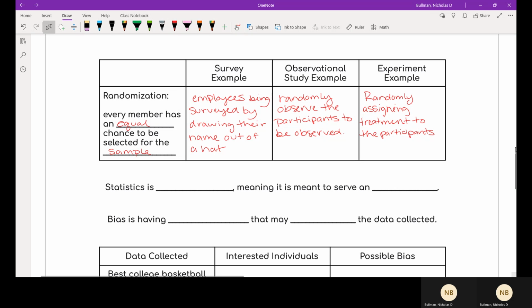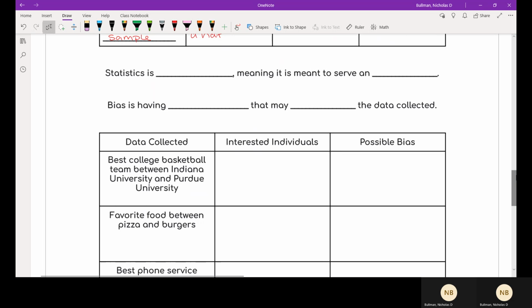So now it's important to know that statistics is non-neutral. So non-neutral is another way to say biased, technically, meaning it is meant to serve an interest. Okay. So bias is having assumptions that may influence the data collected.